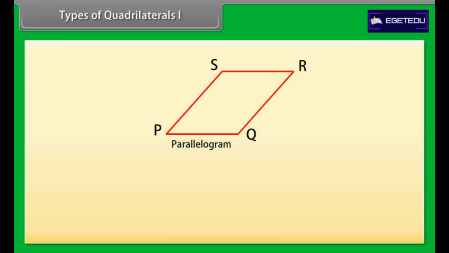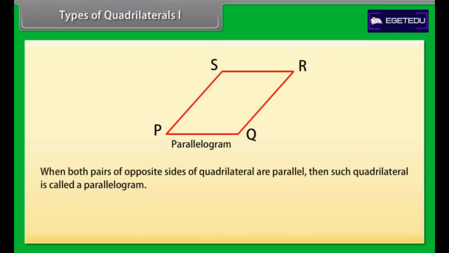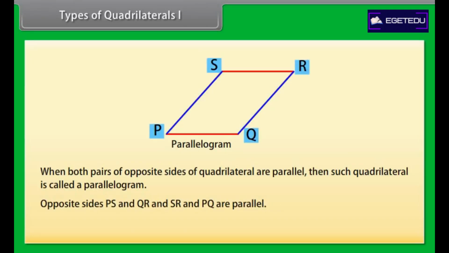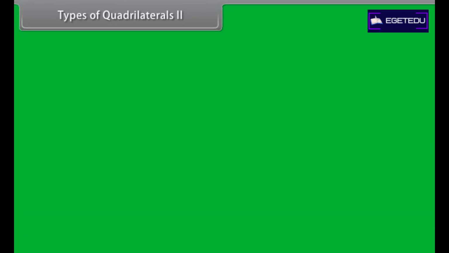Next is parallelogram. When both pairs of opposite sides of a quadrilateral are parallel, then such a quadrilateral is called a parallelogram. Here opposite sides PS and QR, and SR and PQ are parallel. So PQRS is a parallelogram.